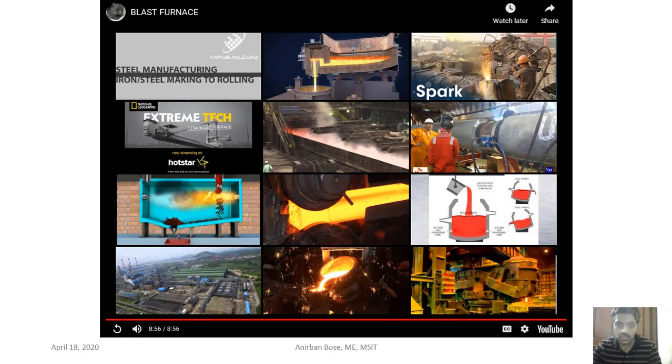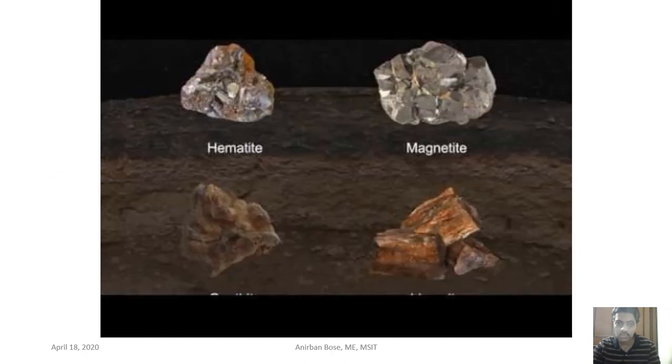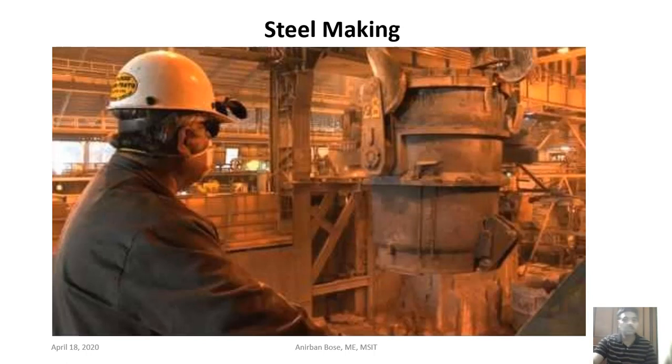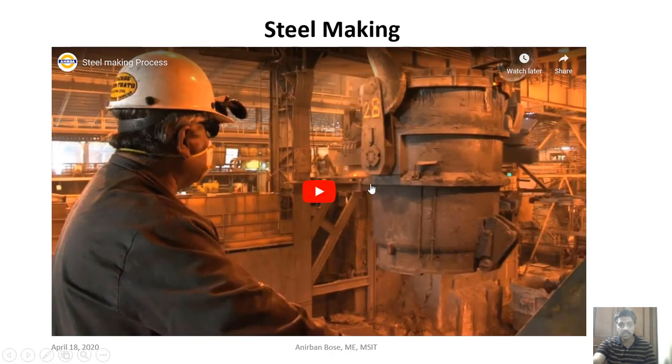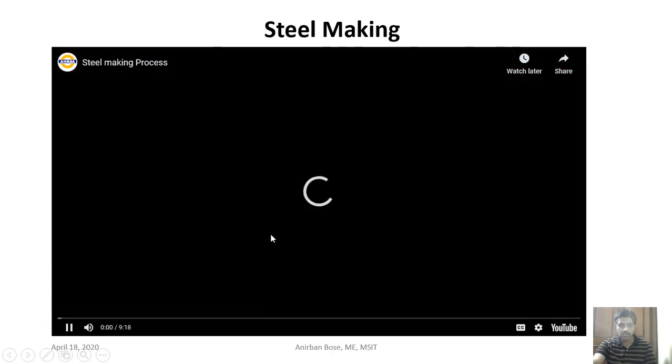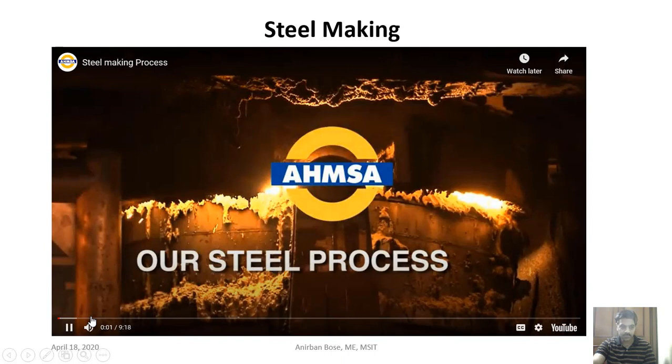Okay, so I think you now have a very good idea of how pig iron is prepared. After the preparation of pig iron, the steelmaking process starts, where pig iron can be used to make steel, or, as I have told, steel scrap is used for recycling. So here in this video you can get some idea.